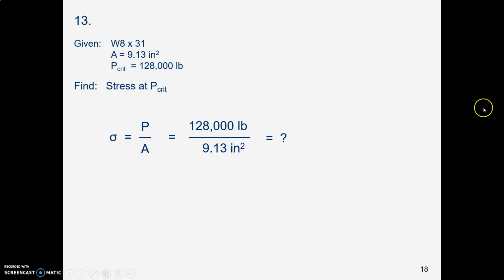And what we know about mild steel tells us that that is a stress that is below the yield point of mild steel, isn't it? So the yield point of mild steel is 36,000 psi. Even with the AISC factor of safety, the allowable stress would be 21,600, but we are getting a stress of only 14,020. So the stress at this buckling load is going to be less than the yield stress, which is interesting.